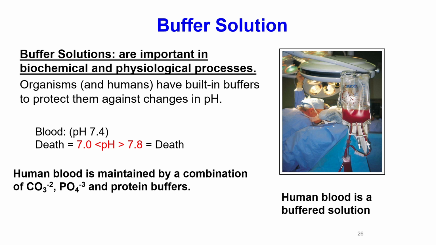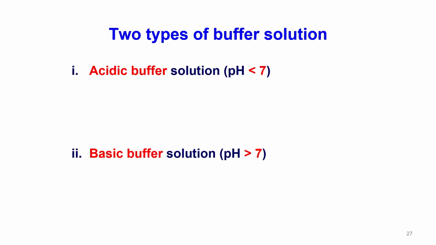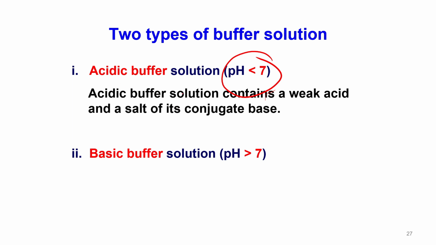So human blood is a buffer solution. So kita ada dua jenis buffer solution, which is acidic buffer solution, which is pH dia mesti kurang daripada 7, okay, pH less than 7. So acidic buffer solution contains a weak acid and a salt of its conjugate base.